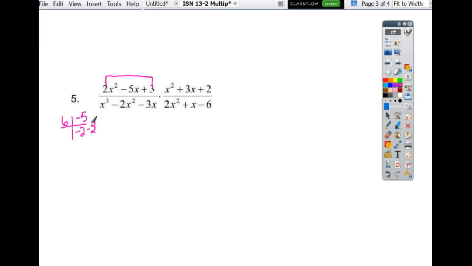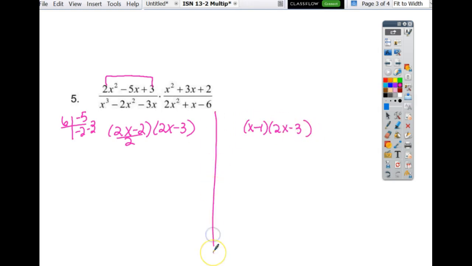Okay, so I get negative 2, negative 3. But we have to be careful this time because what's the leading coefficient? It's 2, right? So I'm going to have 2x minus 2 and 2x minus 3. And can I reduce this? So on this one, I'm going to have x minus 1 times 2x minus 3. So I'm going to kind of put my final answer over here and work on this side, okay?